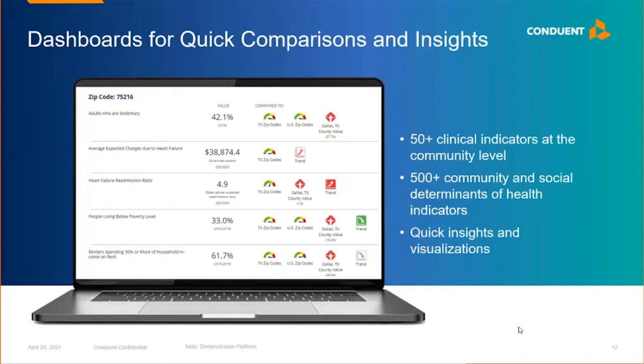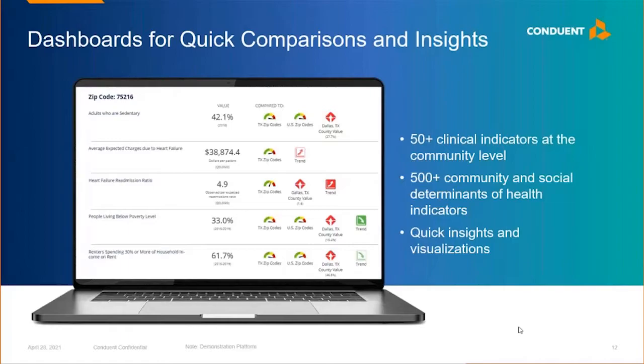We use simple visualizations that are easy to understand. For instance, throughout the platform, green means good and red means bad. So it's easy to identify where things are going relatively well and where things are falling behind, both within your patient population and outside the hospital walls.